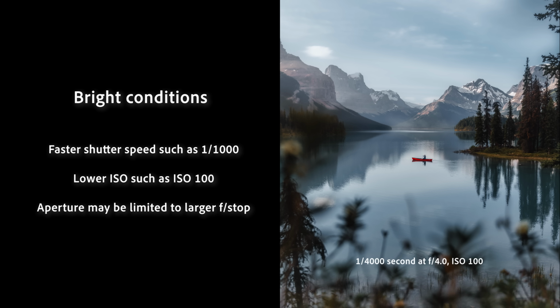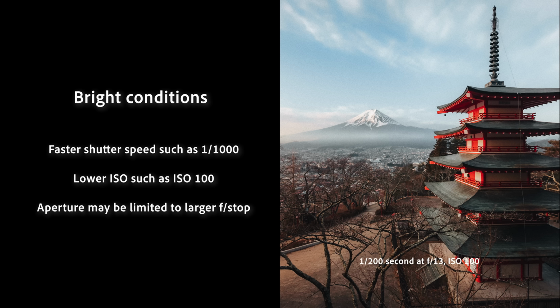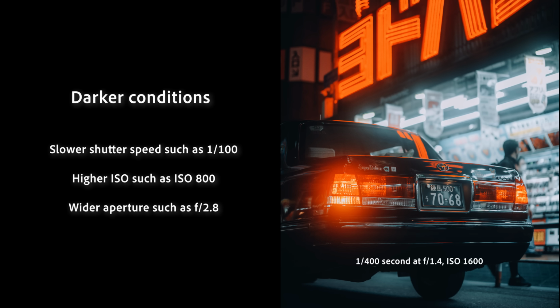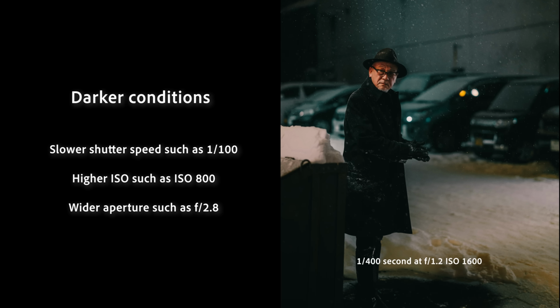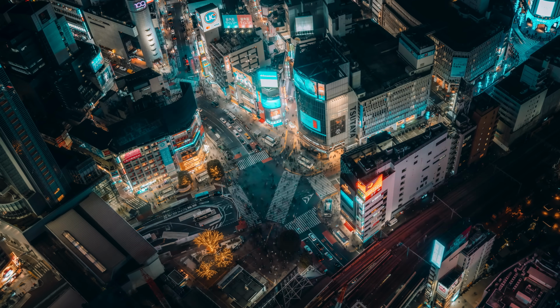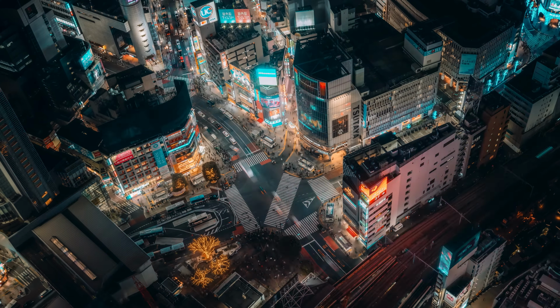Settings for bright conditions like the middle of the day, you'll need a faster shutter speed, so something like 1/200, anywhere up to 1/4000, a lower ISO number like ISO 100, and sometimes you will need a narrower aperture, which is a larger f-stop number. In darker conditions, the opposite is true. You'll need a slightly slower shutter speed, a higher ISO number like ISO 800, and sometimes a wider aperture like f2.8. Shooting at night of course comes with its challenges, but it also opens up other opportunities like experimenting more with slower shutter speeds.